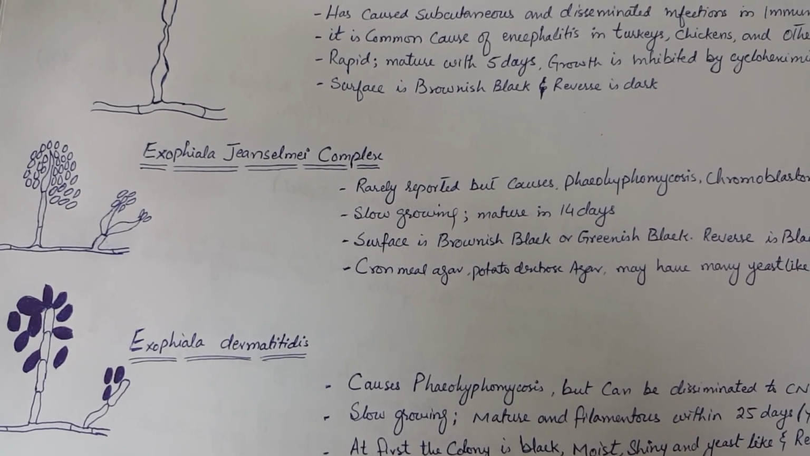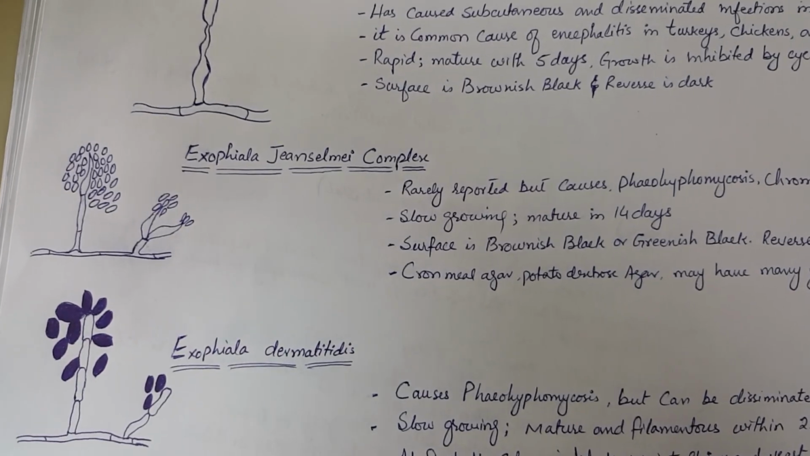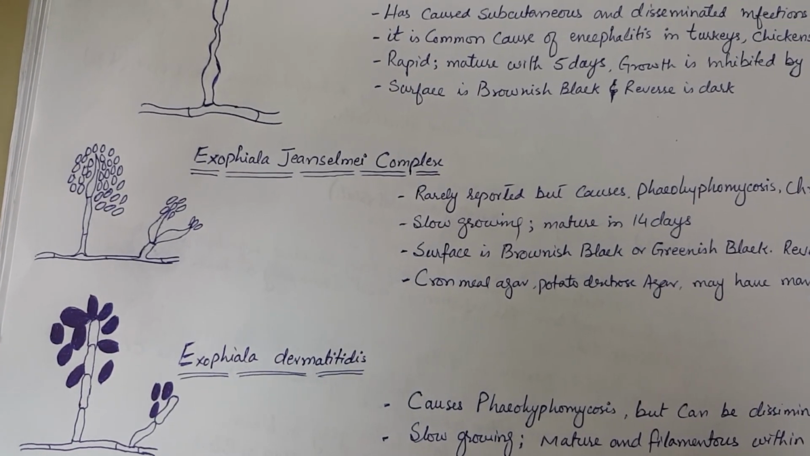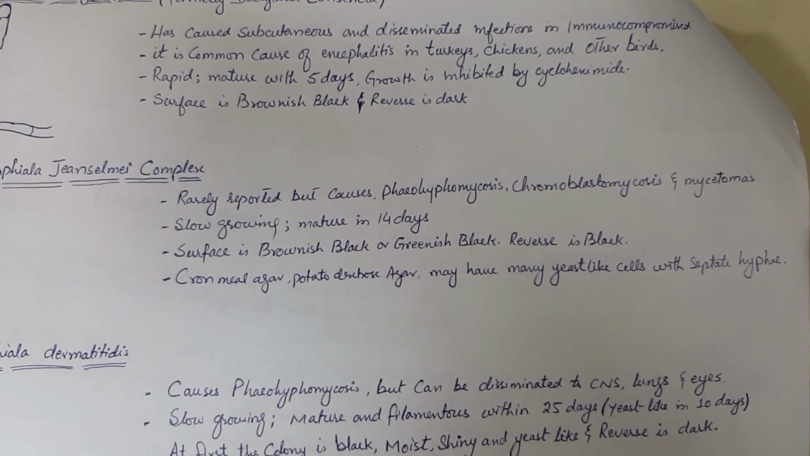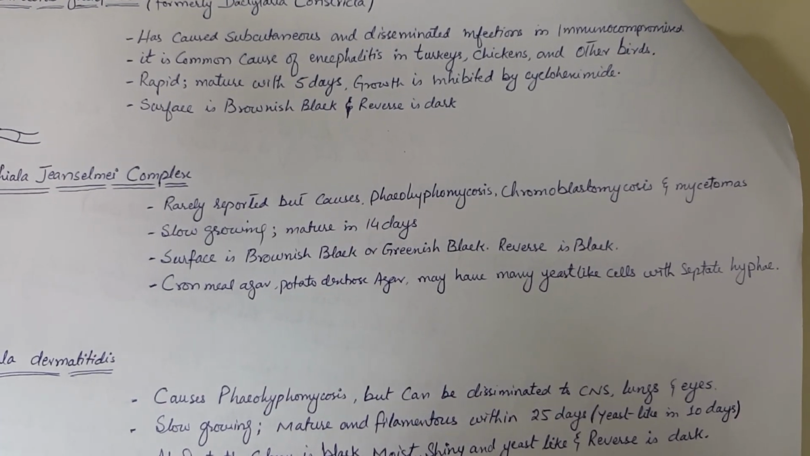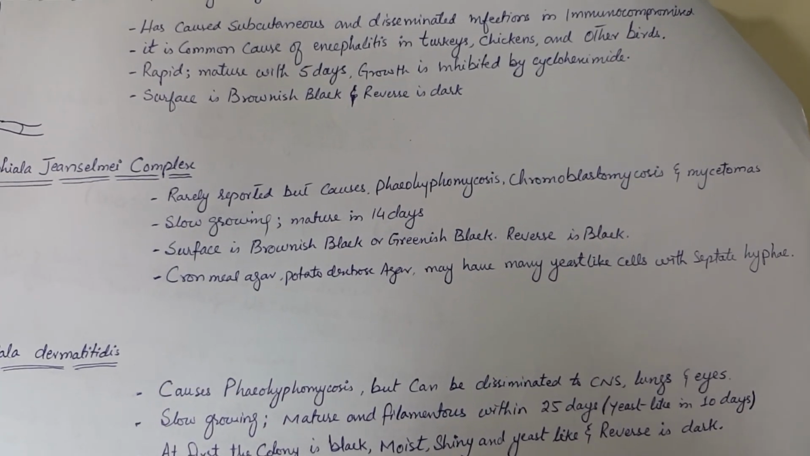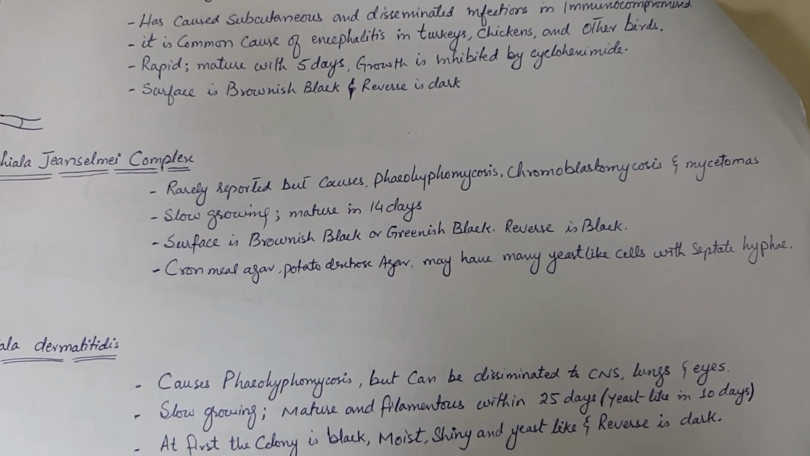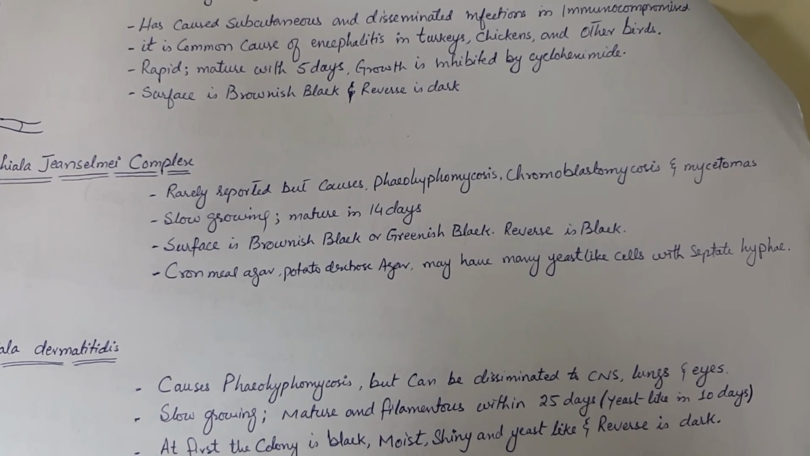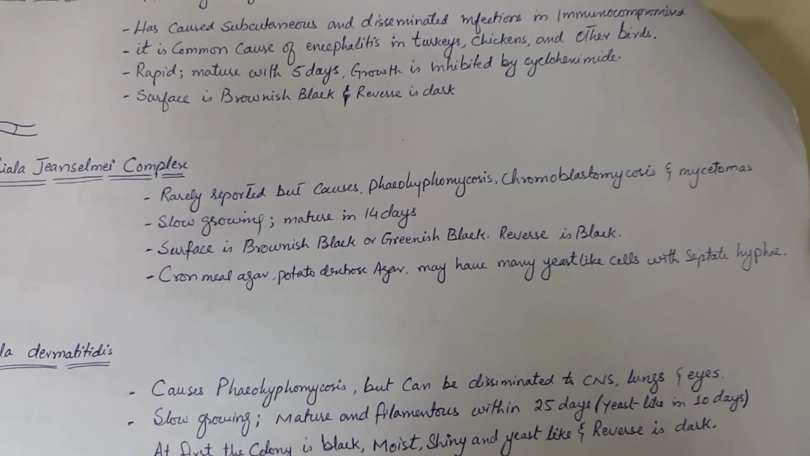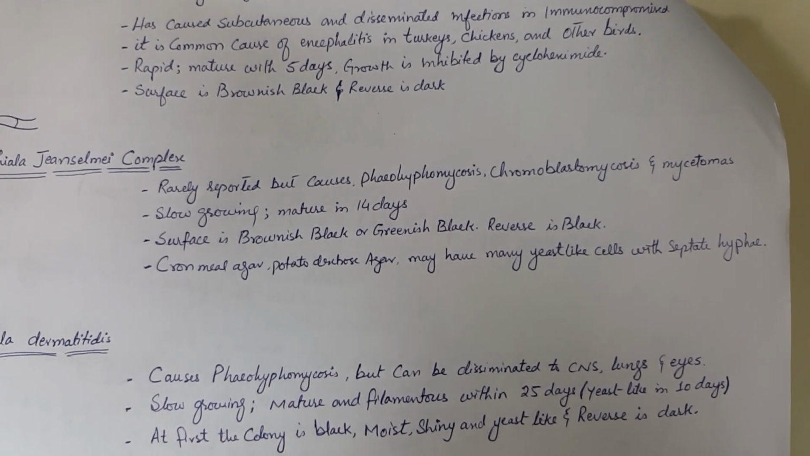Exophiala jeanselmei complex also has a different structure and morphology. It is rarely reported but can cause phaeohyphomycosis, chromoblastomycosis, and mycetomas. It is slow growing, maturing in 14 days. The surface is brown, black, or greenish black. Reverse is black. Cornmeal agar and potato dextrose agar may have many yeast-like cells with septate hyphae.